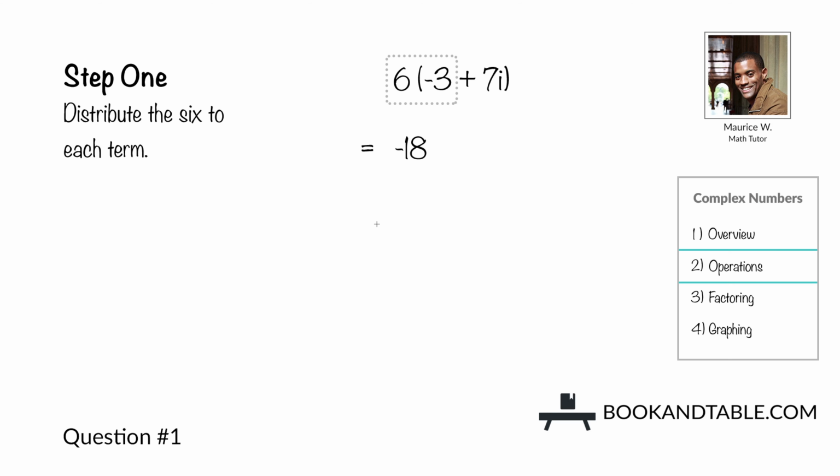Question number 1, we're asked to find the product of 6 times -3 plus 7i. So step 1, distribute the 6 to each term in this complex number. 6 times -3 gives us -18. 6 times positive 7i is positive 42i. So the answer to question number 1 is -18 plus 42i.